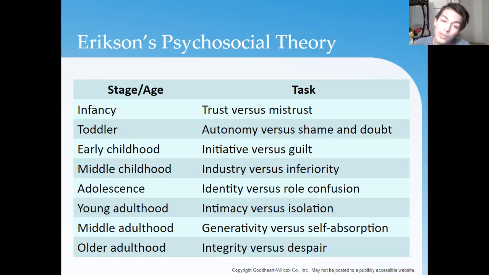Moving on to young adulthood, intimacy versus isolation. This is when young adults begin to venture out and start finding soulmates and dating and marriage and stuff like that. And if they don't find someone who can be their soulmate, they kind of isolate themselves and feel like they can't be a part of that.